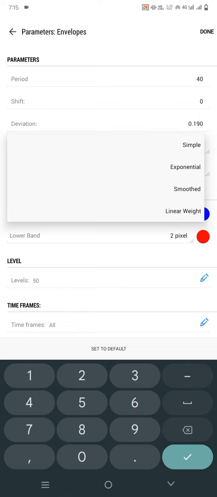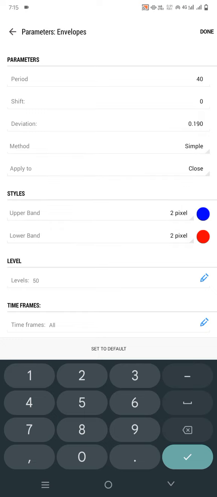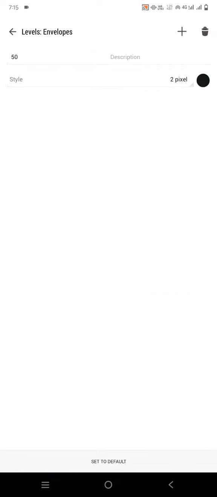The method will be simple. We are not going to change to exponential, smoothed or linear weighted. We are going to choose the simple calculation. Okay, apply to will be Close. Upper band will be 2 pixels, lower band will be 2 pixels. Choose any color you like. There is no recommendation for colors.